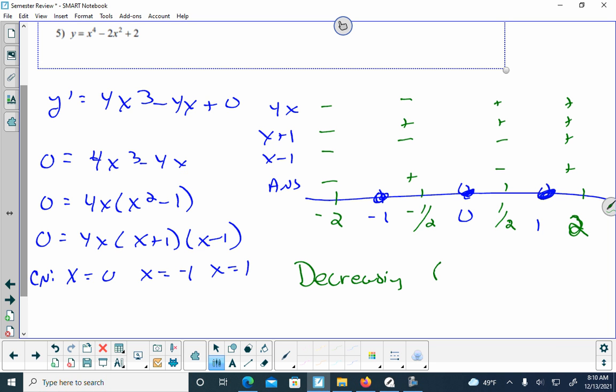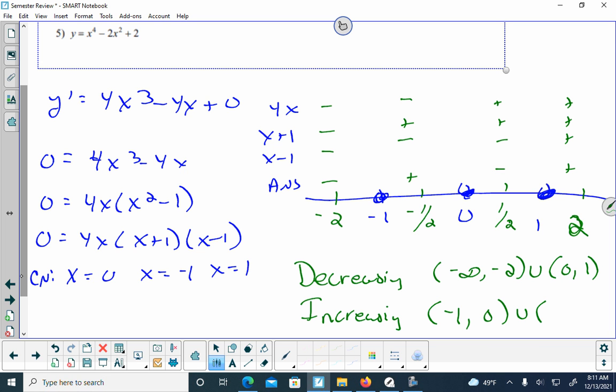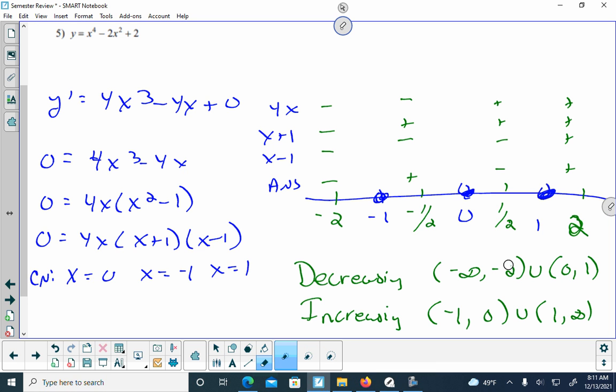It's decreasing on the interval from -infinity to -2, and then again it's decreasing from 0 to 1. It's increasing from -1 to 0, because these are the places where my derivative is positive, and from 1 to infinity. Ooh, I used -2. I hope somebody was yelling at me. No, Mrs. Ward, it has to be -1. All right, because I have to use these critical numbers, not the test points.